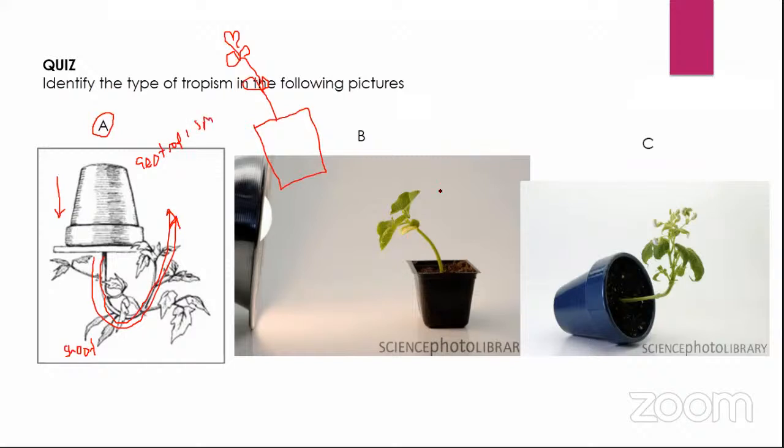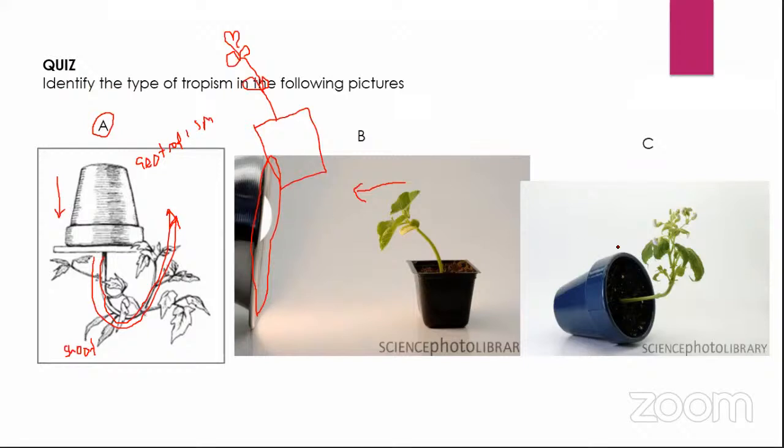Okay. Then in B, you can see that there is a light source here. And because there is a light source, this bean plant is growing towards light. This is going to be positively phototropic, positive phototropism.